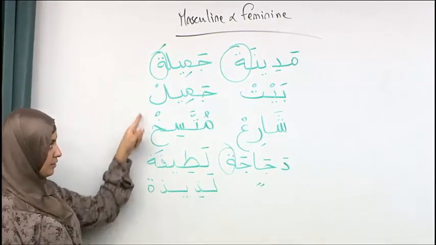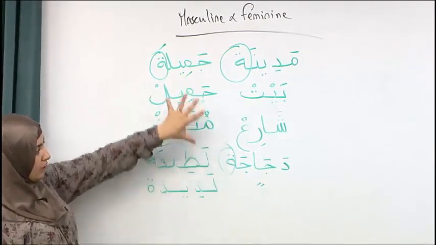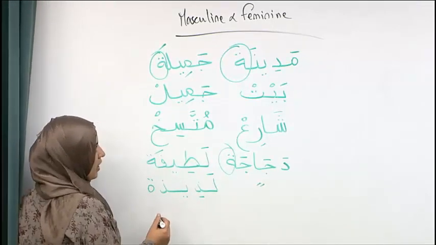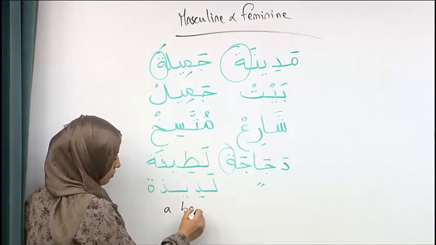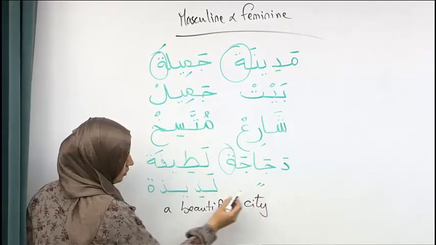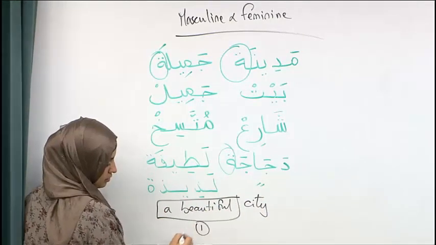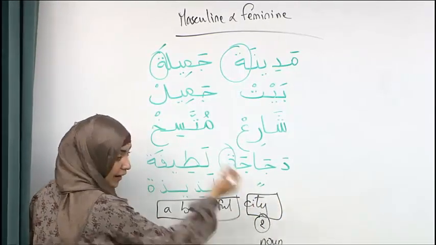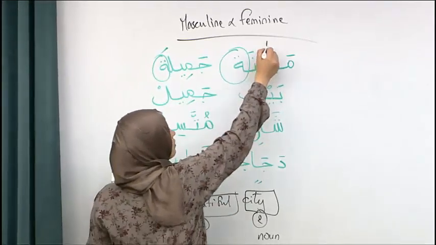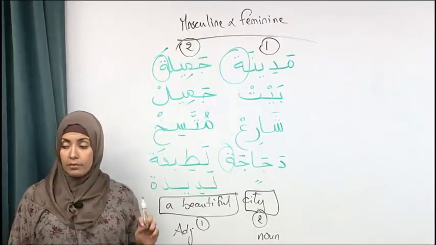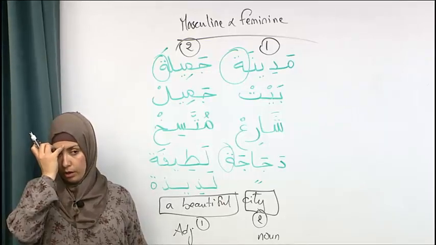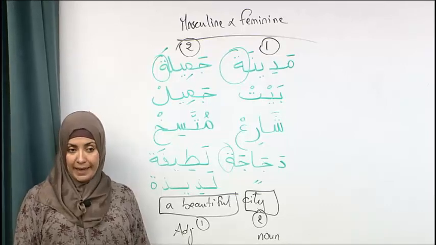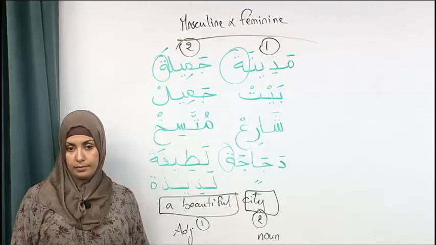Do you have any remark about the word order? In English, if you say a beautiful city, what comes first? The adjective. What comes next is the noun. In Arabic, it's the opposite. Noun goes first, adjective comes next. So be very careful about the order of your sentence. If you're saying a beautiful house, house should go first as bait, and then beautiful, jamil. Okay?